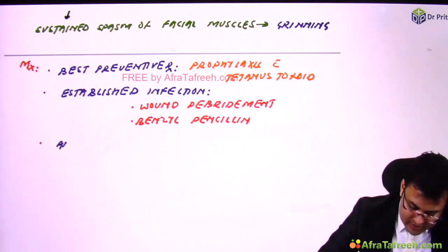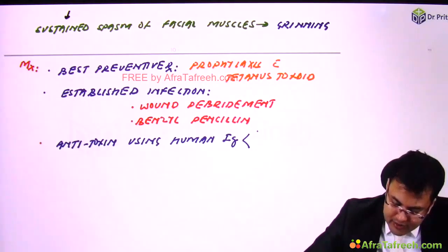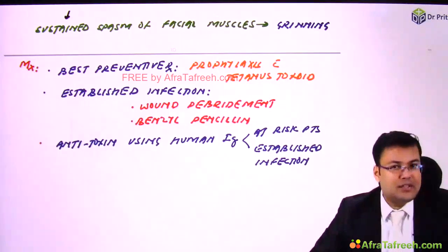So antitoxin using human immunoglobulins. This is given for at-risk patients and the patients having established infection. So this is how we are going to manage the patients of tetanus.